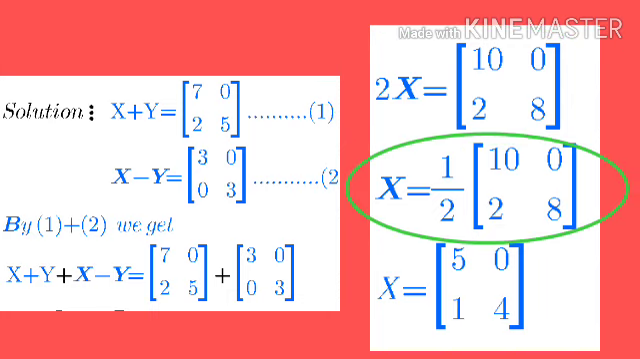So x is equal to, divided by 2, 1 by 2 into the matrix [10 0; 2 8]. Now every element of this matrix is divided by 2. So matrix x is [5 0; 1 4].